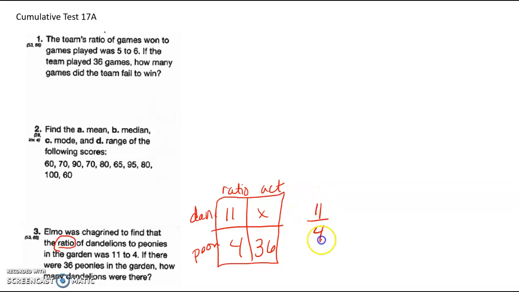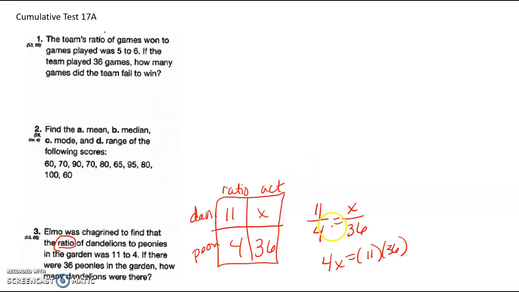So we have 11 is to 4 as x is to 36. Ratio box, proportion. Now we're going to cross multiply. And that is, let me grab my handy dandy calculator.